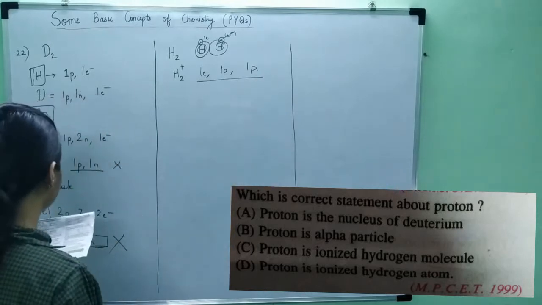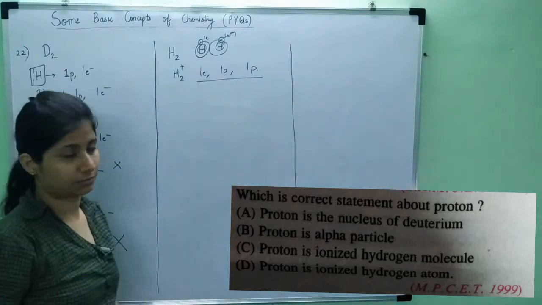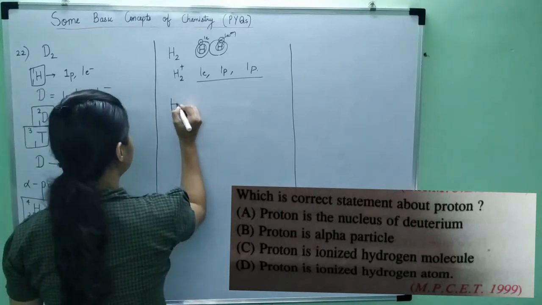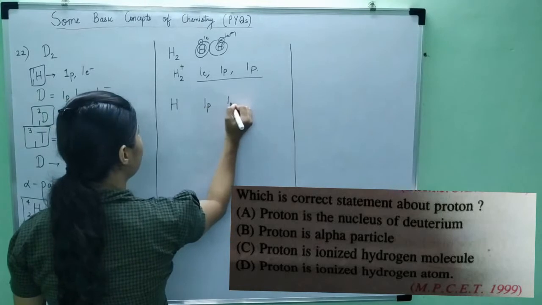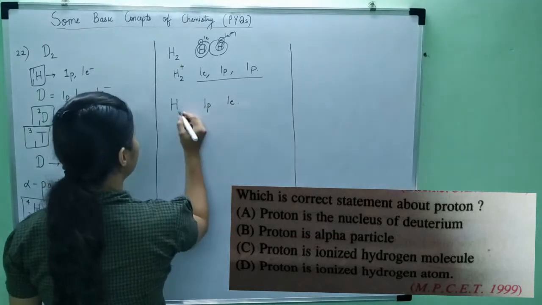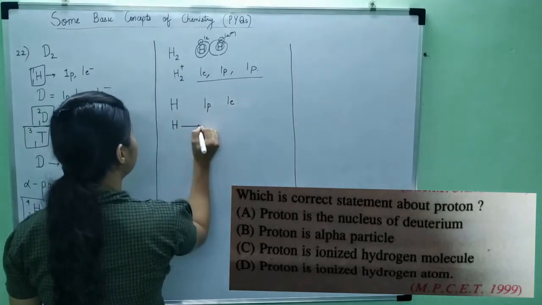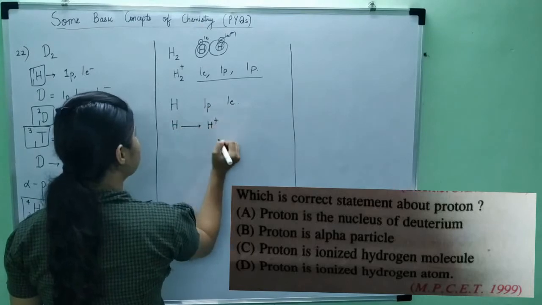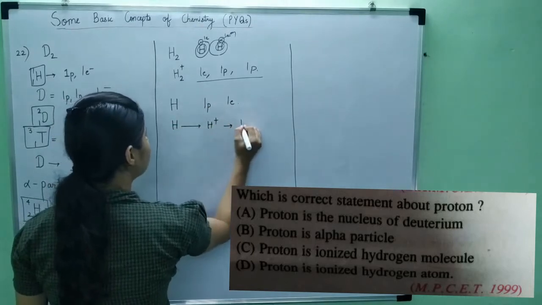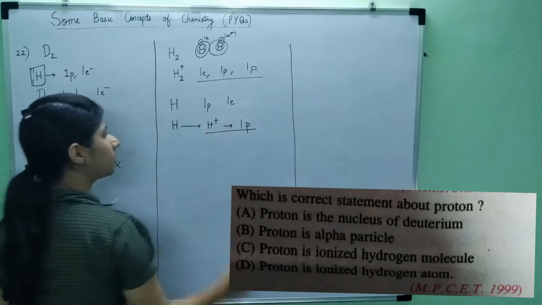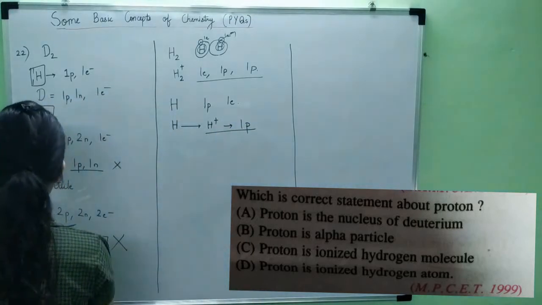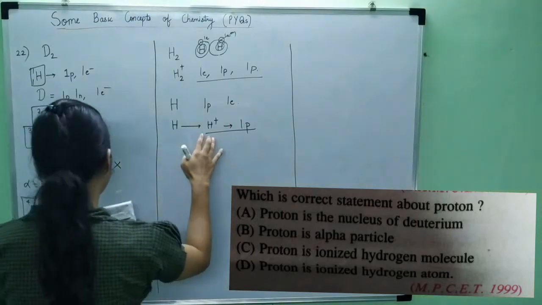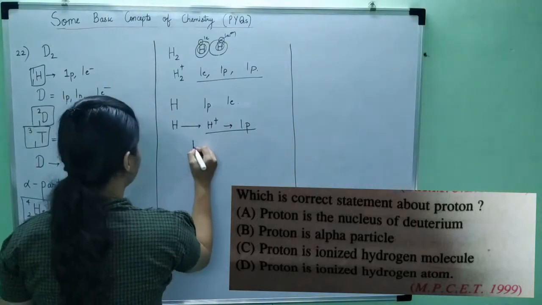What is the next option? Proton is ionized hydrogen atom. Now what is a hydrogen atom? Just H. Hydrogen contains what? One proton and one electron. So if I ionize hydrogen, what will this become? H plus. So H plus is what? Just one proton. And one proton is the actual proton which we were speaking about in the question. So proton is ionized hydrogen atom. So option D is what?